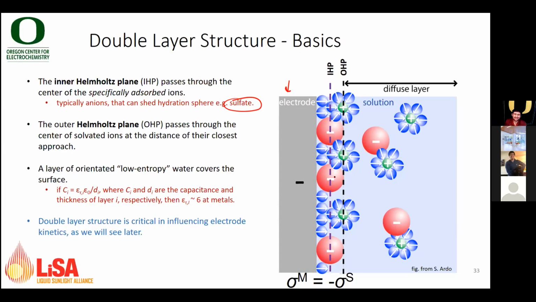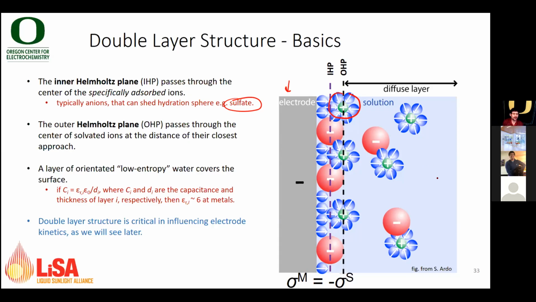goes right through the center of these specifically absorbed ions. Okay. And the outer Helmholtz plane, and you guys have seen this too, this is the closest approach of the hydrated ions. And these hydrated cations, you see, they can't really get any closer to the electrode than the outer Helmholtz plane.